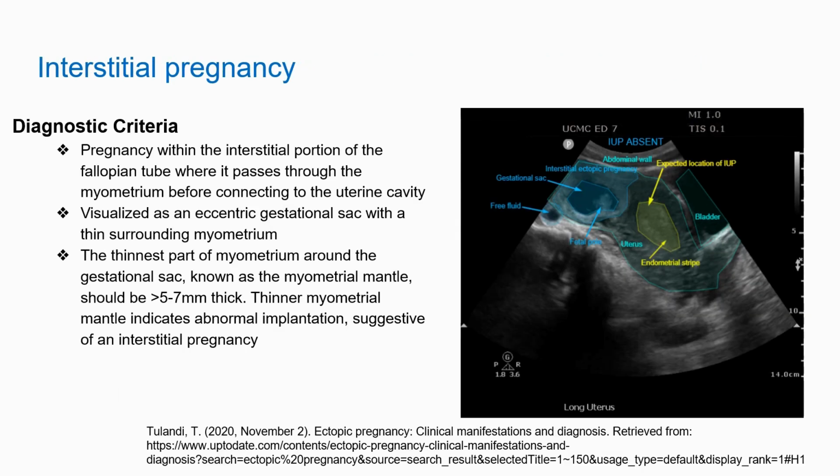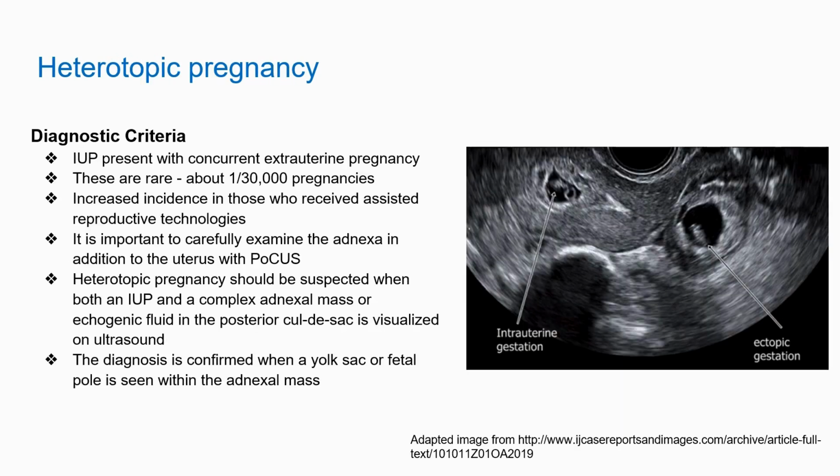An interstitial pregnancy occurs when the pregnancy is within the interstitial portion of the fallopian tube where it passes through the myometrium before connecting to the uterine cavity. These are high risk for rupture and require prompt identification and management. Heterotopic pregnancies are very rare, occurring in about 1 in 30,000 pregnancies, and occur when there's an intrauterine pregnancy and an ectopic gestation.